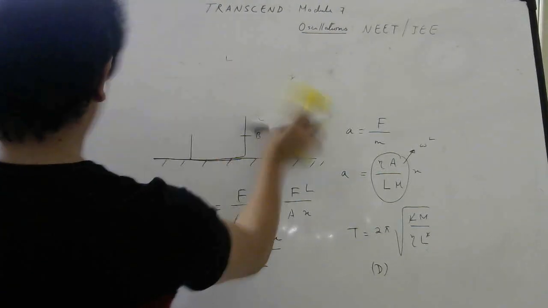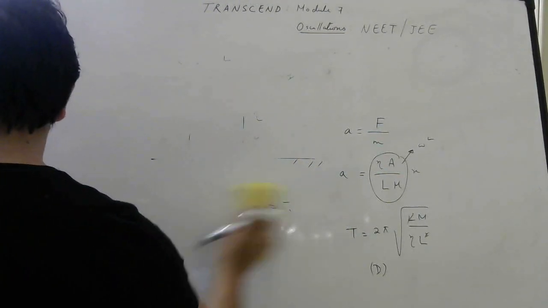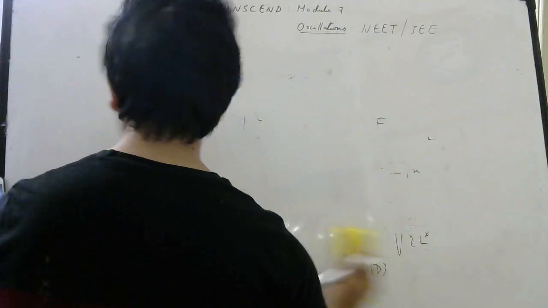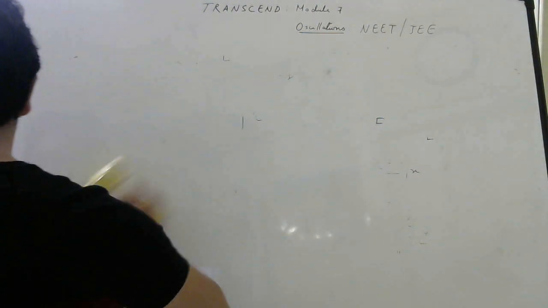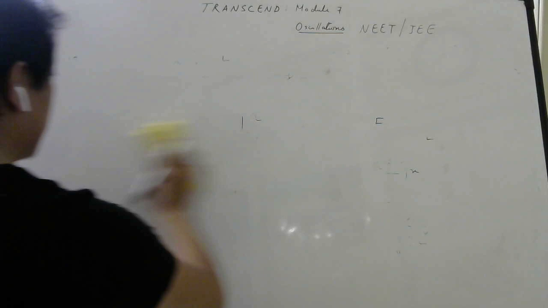Let's see question number 19 now. It says a thin metallic disc with mass 2 into 10 power minus 2 kg and radius 2 centimeter is attached at its center to a long fiber. Let me draw a diagram. Okay, this is question number 19.